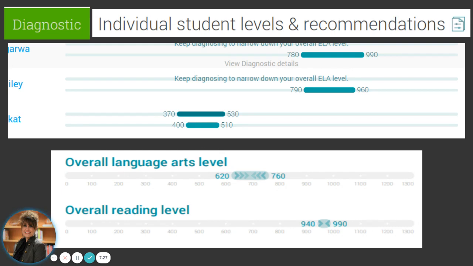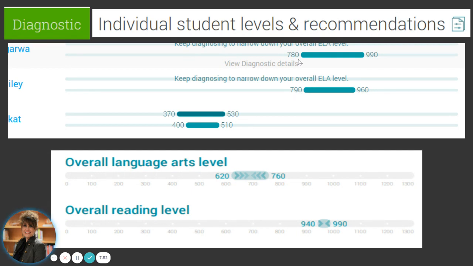So let me show you what I'm talking about. Here's the diagnostic. I did some screenshots and cut off some students' names. And this is what it would look like for a teacher. All the names would be over here on this side. And what I wanted you to see here is these students have not completed their diagnostic. And you can tell because, first of all, on the English language arts, it says keep diagnosing because no one has on that part of the test. This is the reading one, the second bar.